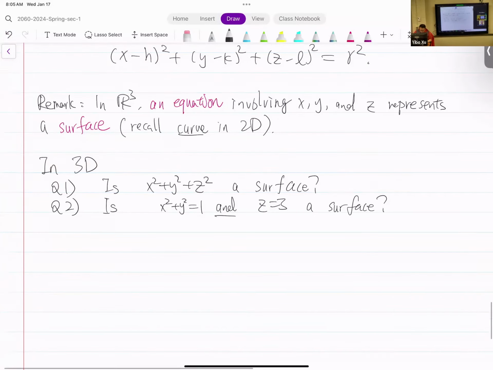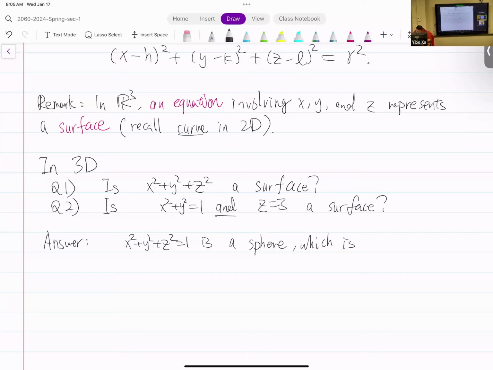So, just now we were saying, okay, if we have one equation, then it's a surface. But in question one, we only have the expression, it's not really the equation. So answer. X squared plus y squared plus z squared equals 1 is a sphere, which is centered at the origin, right? And the radius is 1.